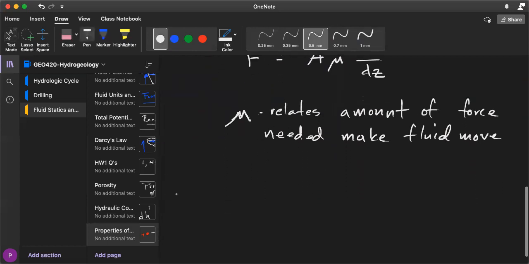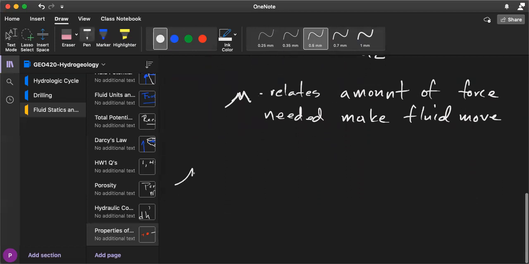Some things can affect viscosity. What do you think are factors affecting viscosity?